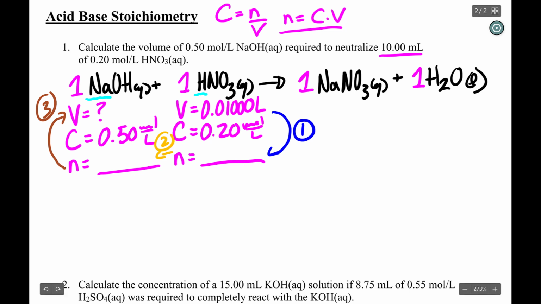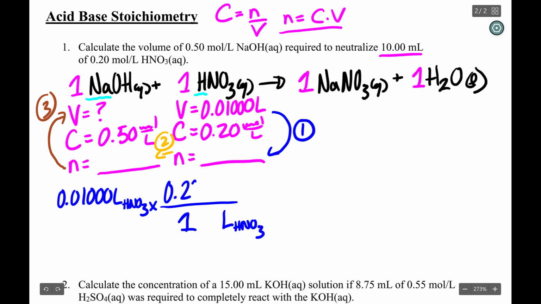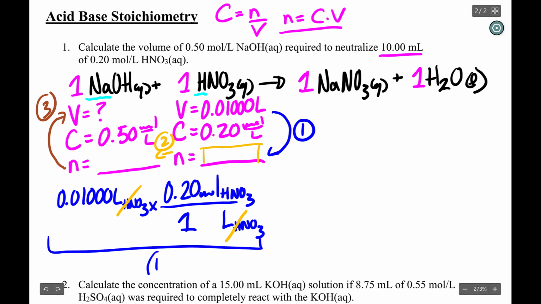So what should I start with? I always want to start with the number that has a single unit, like grams, or in this case, liters. So I'm going to start with 0.01000 liters of nitric acid. And I want to get rid of that, so it's going to go on the bottom of my next fraction. So for every 1 liter, there is 0.20 moles of nitric acid. And so the unit of liters would cancel, and I have moles of nitric acid, which is right there. So this is step number 1.